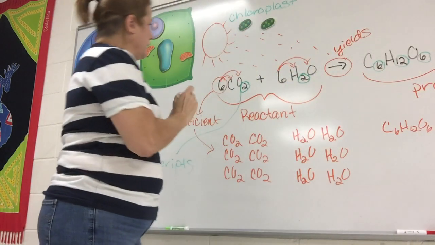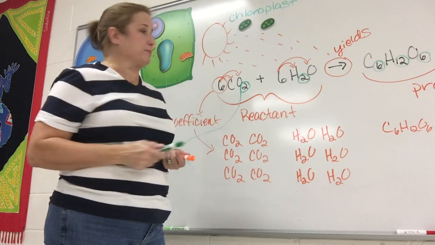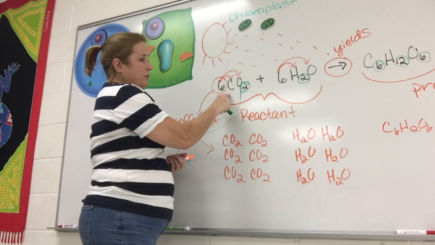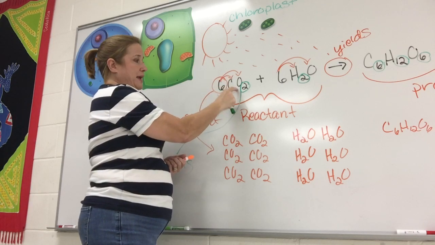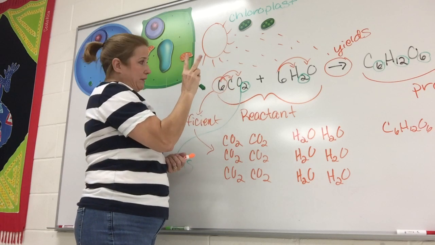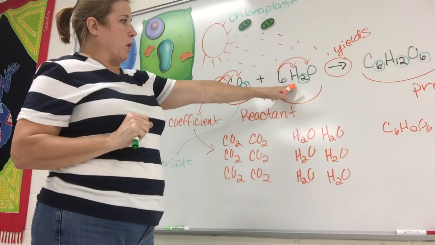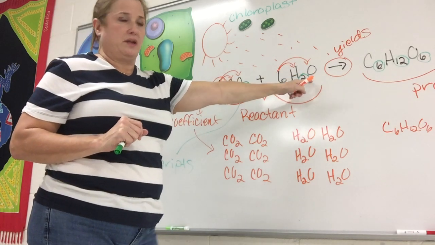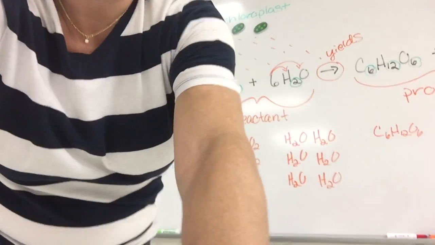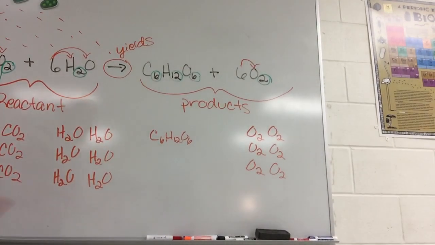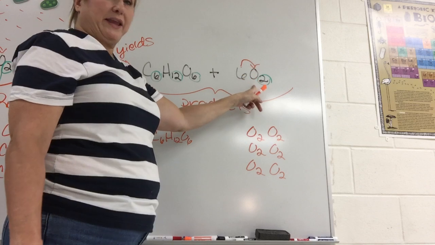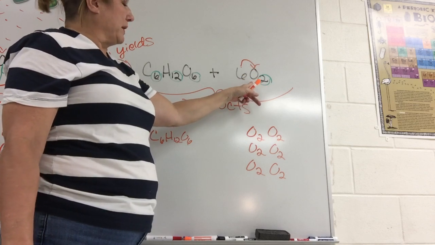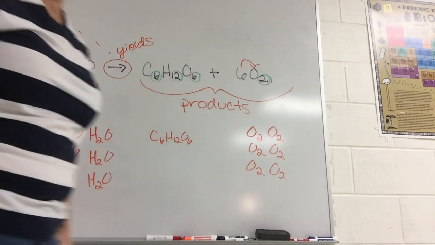Okay, so you can tell how many elements are present by counting the capital letters. In carbon dioxide, you have 2 capital letters, so you have a carbon and an oxygen. So those are your 2 elements. In water, you have hydrogen and oxygen. In glucose, you can see that you have C6H12O6, so 3 elements in this molecule. And then there's only 1 capital letter in this one, so that's just 1 element, and that's oxygen.